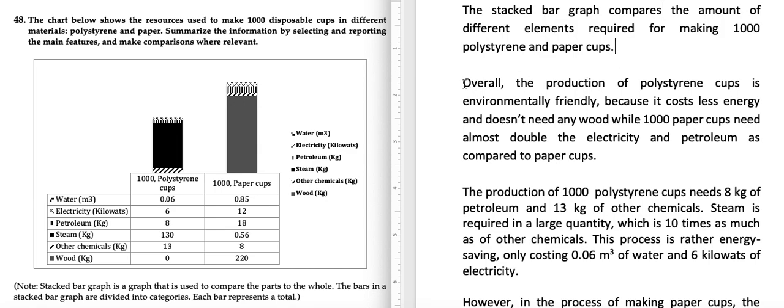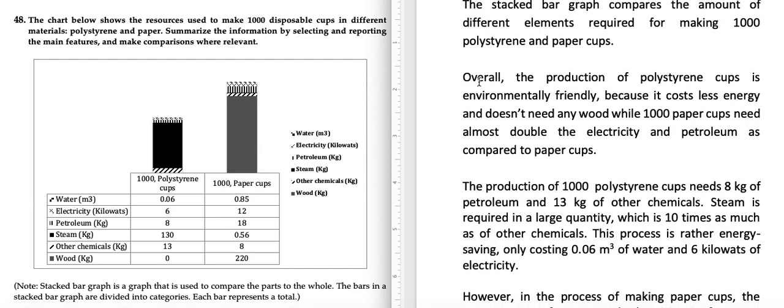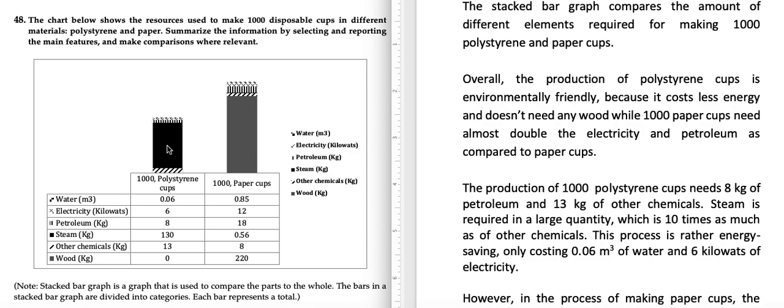Now we come to the overall. Overall, the production of polystyrene cups is environmentally friendly because it costs less energy and doesn't need any wood, while 1000 paper cups need almost double the electricity and petroleum as compared to polystyrene cups. So here you can see, if you see as a whole, the total energy needed is less. Total things needed to make 1000 polystyrene cups are this much, whereas this bar is bigger. So here the total things needed are much more. So this method is environmentally friendly, and no wood is also needed.